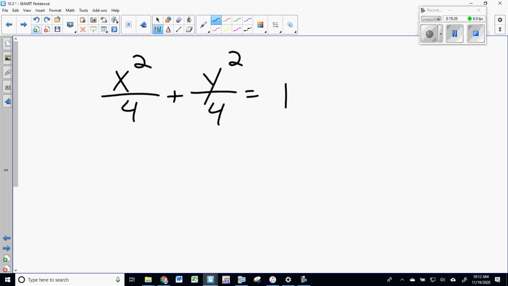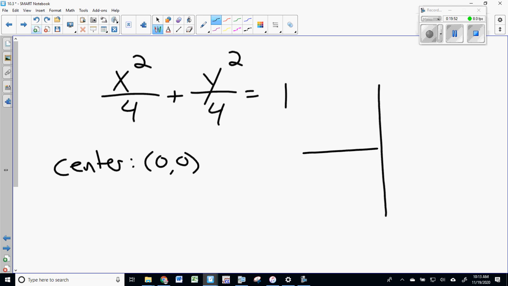First off, where's my center here? 0, 0. And what's my A? 2. My B? 2. So they're the same. But what would your C be then? 0. So what is this? It can't be a parabola because they're both squared. It's just a circle. So if you have something like this, your 0, 0 is your center.